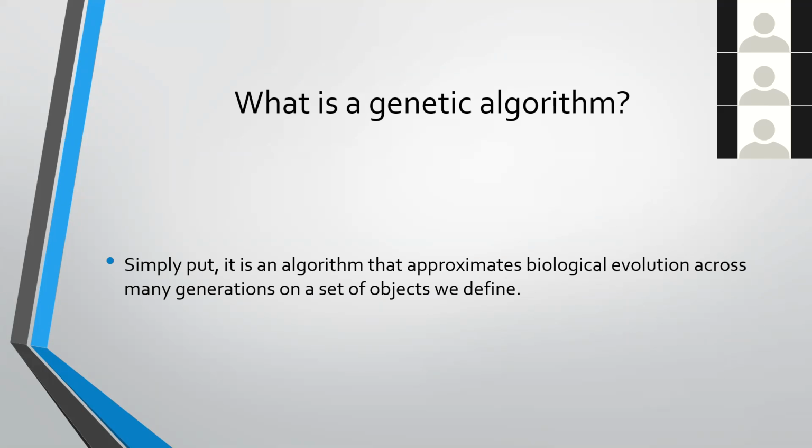Simply put, it is just an algorithm that approximates biological evolution across many generations on a set of objects that we define. That can be done in a lot of different ways, and there's a lot of objects that you can find. Pretty much just about anything that you can think of, you can create a genetic algorithm for.